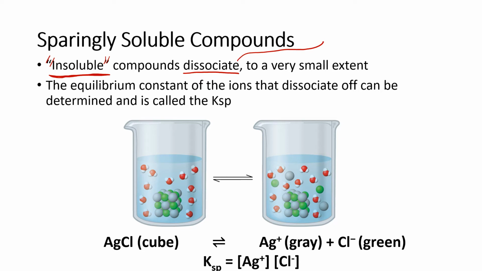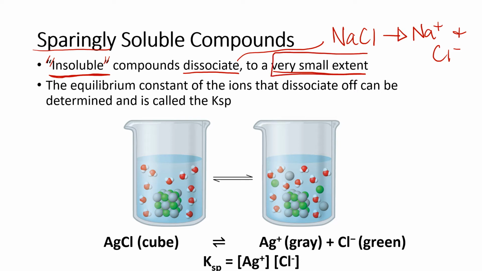Dissociate actually means for the ions to come apart. So let's say, for example, this is actually a soluble compound, but if we were trying to look at a compound dissociating, this would turn into the ions, Na plus and chloride. I didn't write the states and everything, but that's what we mean by dissociate, to turn into the ions or to come apart. So insoluble compounds actually do dissociate to a very small extent, and that's why we say they're sparingly soluble, so not as much compared to a soluble compound, but a very small amount can dissociate.